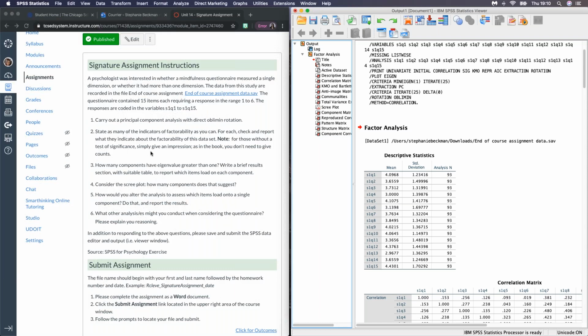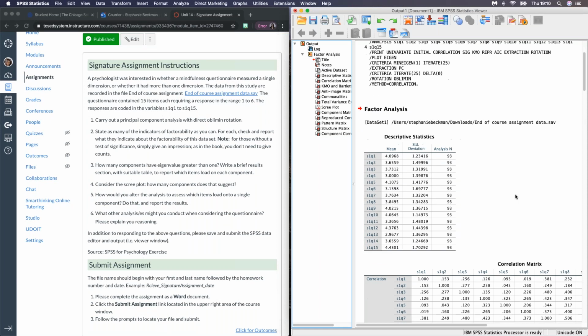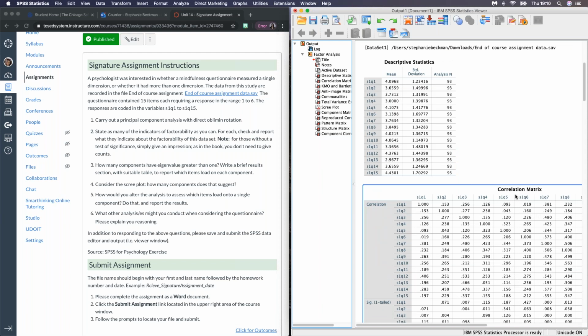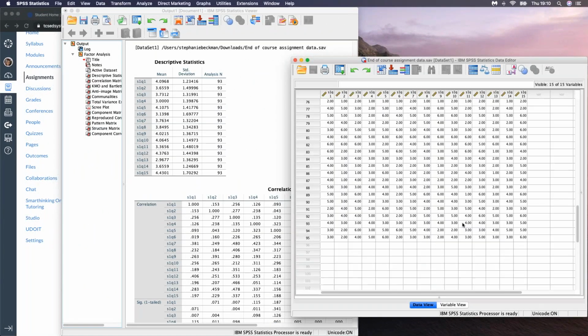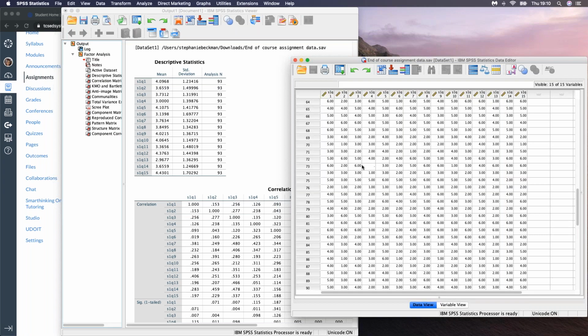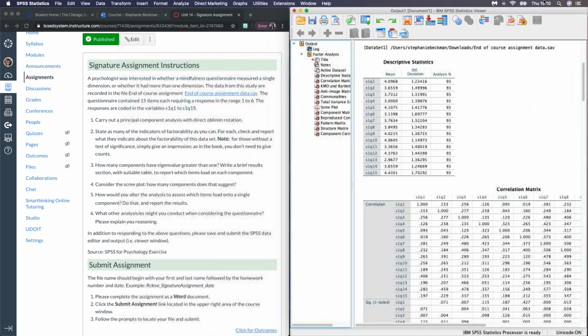So as for those indicators of factorability, question number 2, the first one we can find in our correlation matrix. So Frank, good question. The N is going to be 93. Even though our original amount over here is a 95, because this one is missing a number and this one is missing a number, SPSS kind of omits those. And there was a point earlier on when we could have checked to replace missing ones with the mean.